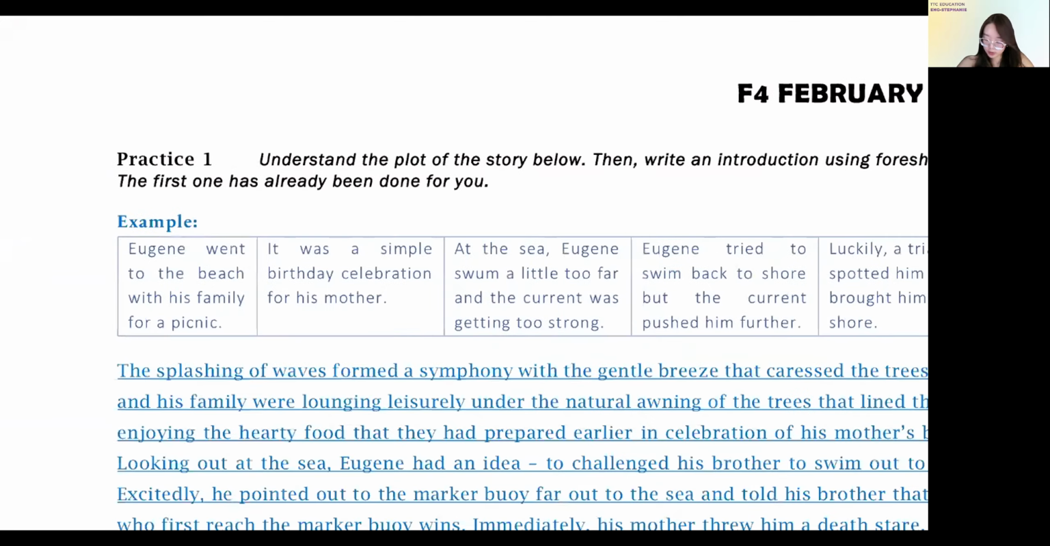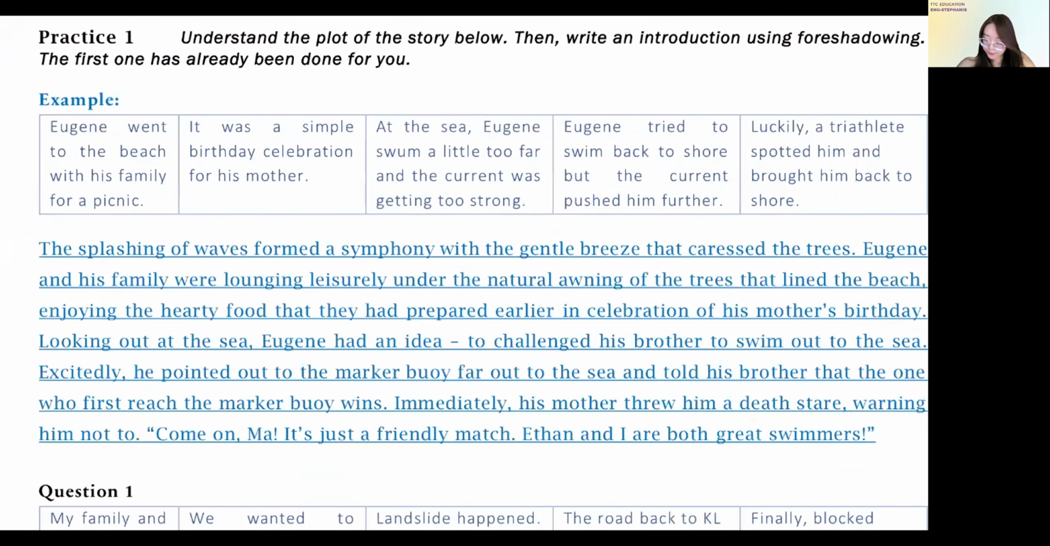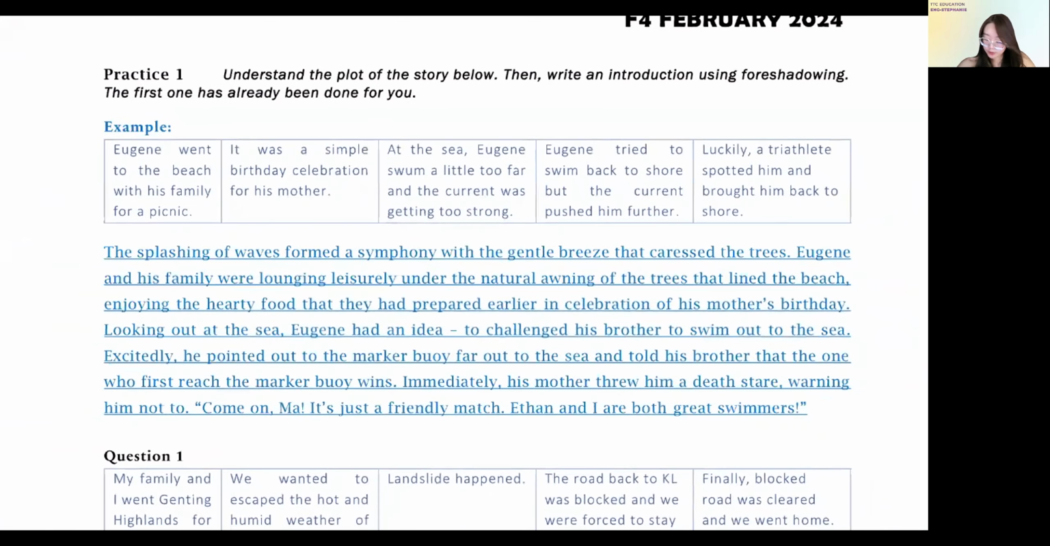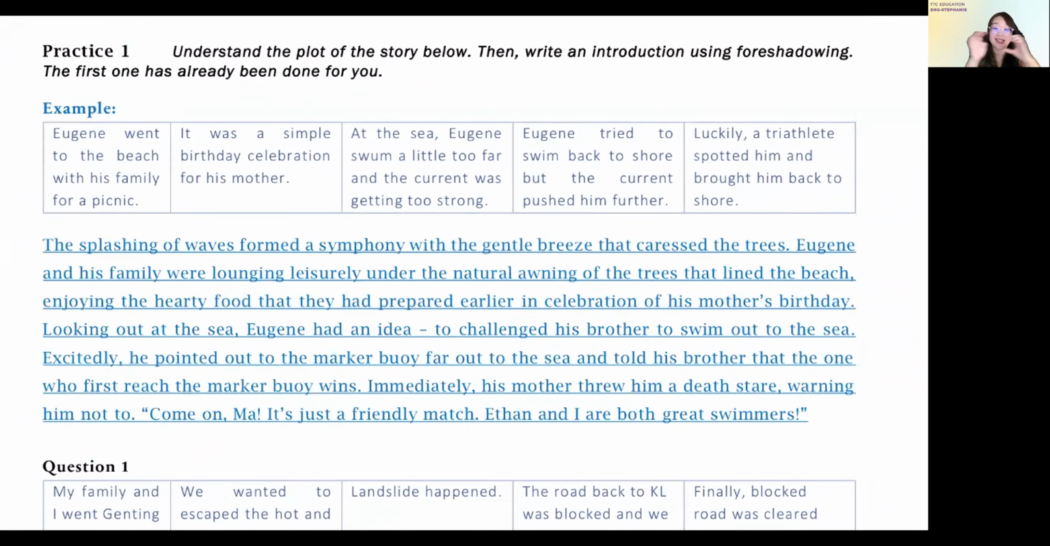So let's move on. For this one, first we go through the plot of the story, which is the main incident. And then we need to identify a few things and try to use foreshadowing as a technique to write the introduction of your whole story. So now we are going into the very first phase of writing a long extended piece. But we try to fix the introduction portion first. So this is what happened.